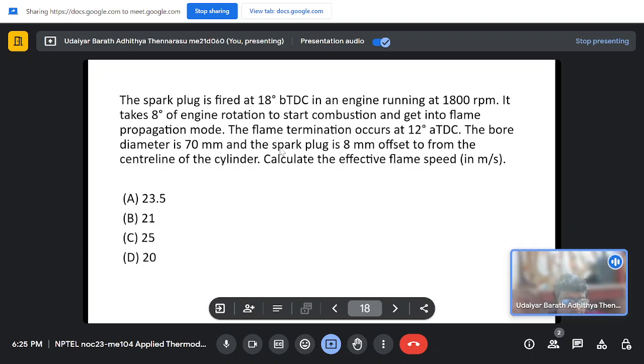The spark plug is fired 18 degrees before TDC in an engine running at 1800 rpm, and it takes 8 degrees of engine rotation to start combustion and go into flame propagation mode, and the flame termination occurs at 12 degrees after TDC. They say the bore diameter is 70 mm and the spark plug is 8 mm offset from the center line of the cylinder. So the bore diameter, the engine cylinder diameter, is 70 mm, and the spark plug is kept 8 mm away from the center of the cylinder. So the offset is 8 mm from the center of the cylinder. Calculate the effective flame speed.